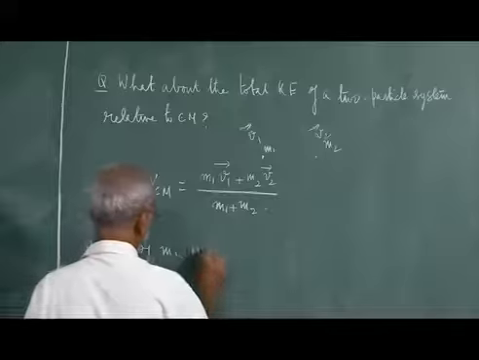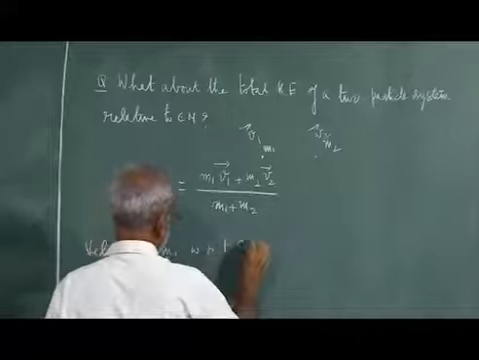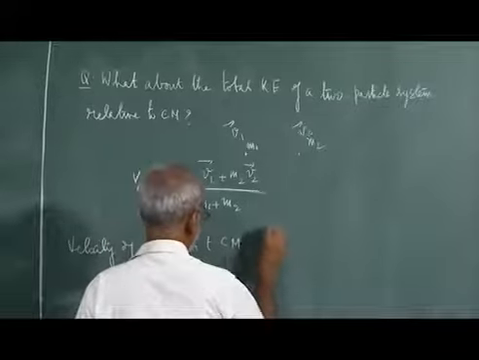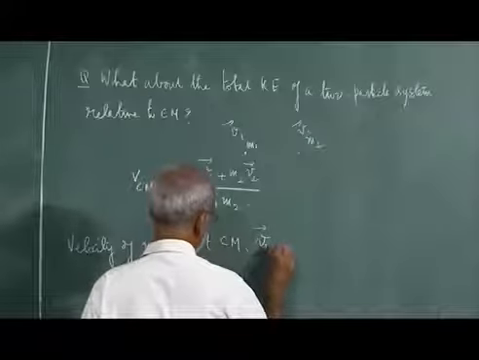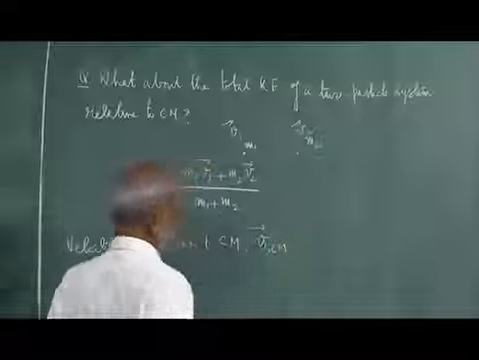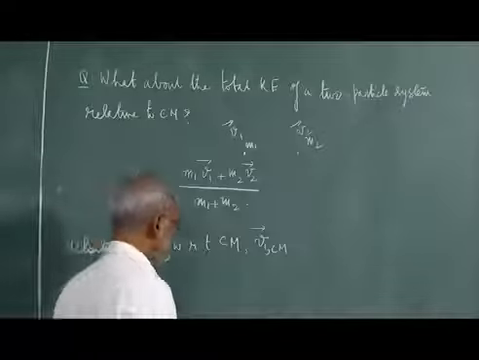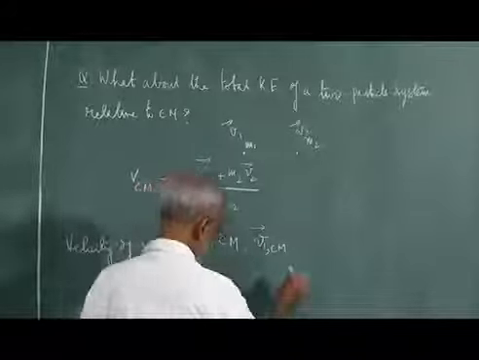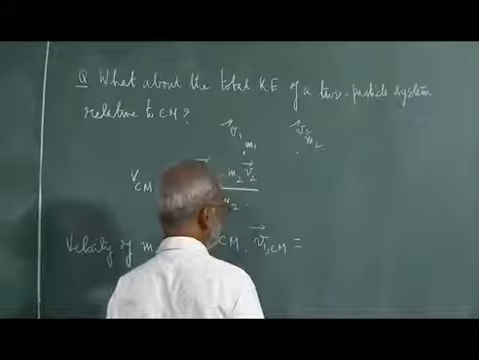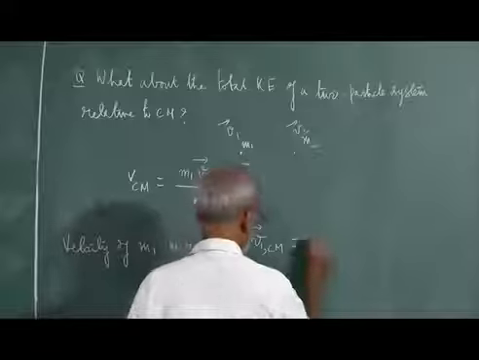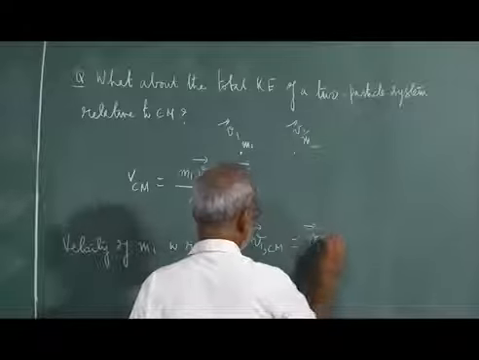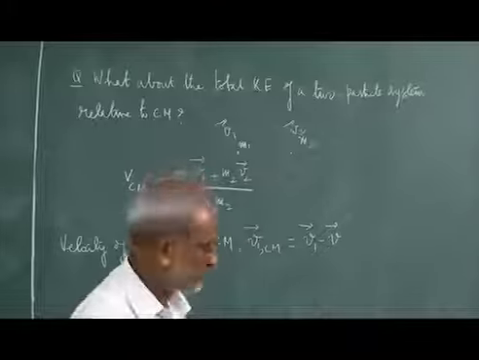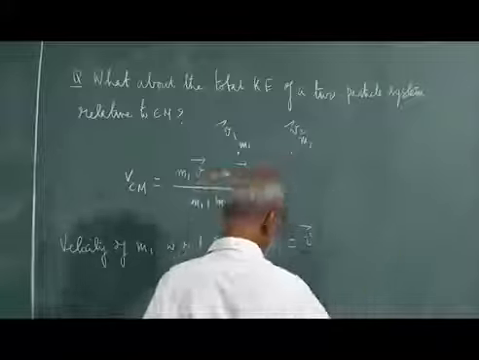with respect to center of mass. See, this is a notation you have to be very careful about: velocity of 1 with respect to center of mass. So this is the velocity of the first particle with respect to the center of mass. Now it is a relative velocity, it is nothing but by definition v1 minus velocity of center of mass, with the standard notation.